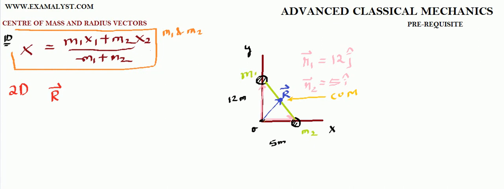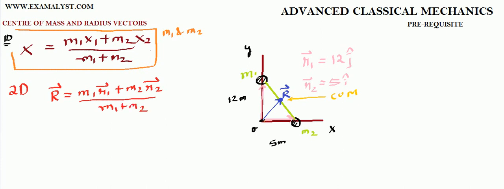So the formulation goes as follows. You take m1 and multiply with the radius vector r1. Remember, this is a vector equation, and I'll emphasize this point more. Then take the second mass m2, and multiply with the radius vector r2. Remember again, this is a vector, and then you divide by the total mass m1 plus m2.